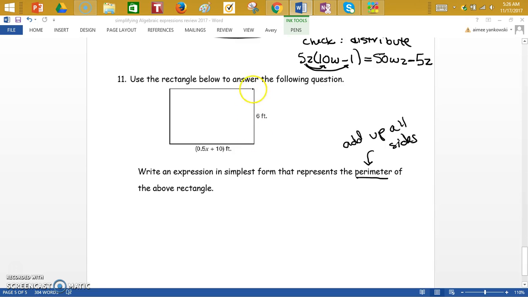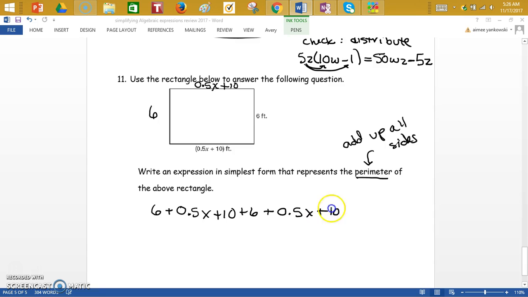So in a rectangle, if this side is 6 feet, this side is 6 feet. In a rectangle, if this side is 0.5x plus 10, the top edge is also 0.5x plus 10. So we're going to go ahead and add those up. That's what perimeter means. We're going to take 6 plus, so if I walked up this edge, it's 6. Walk across that edge, it's 0.5x plus 10. Walking down this edge, I got to add 6. Walking across this edge, I have to add 0.5x plus 10.